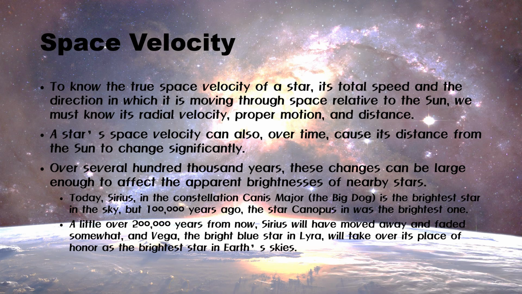Today, Sirius in the constellation Canis Major, the Big Dog, is the brightest star in the sky, but 100,000 years ago, the star Canopus was the brightest star. And a little over 200,000 years from now, Sirius will have moved away and faded somewhat, and Vega, the bright blue star in the constellation Lyra, will take its place as the brightest star in Earth's skies.